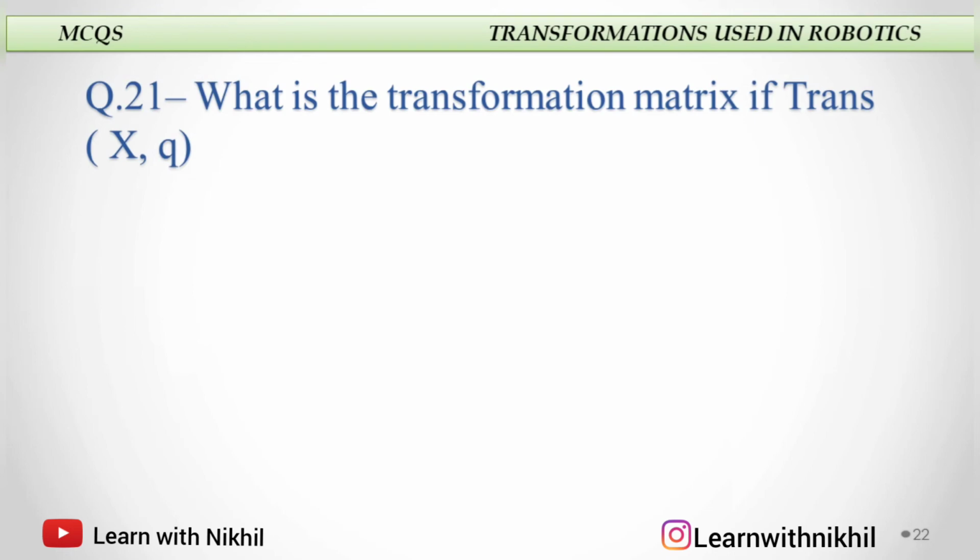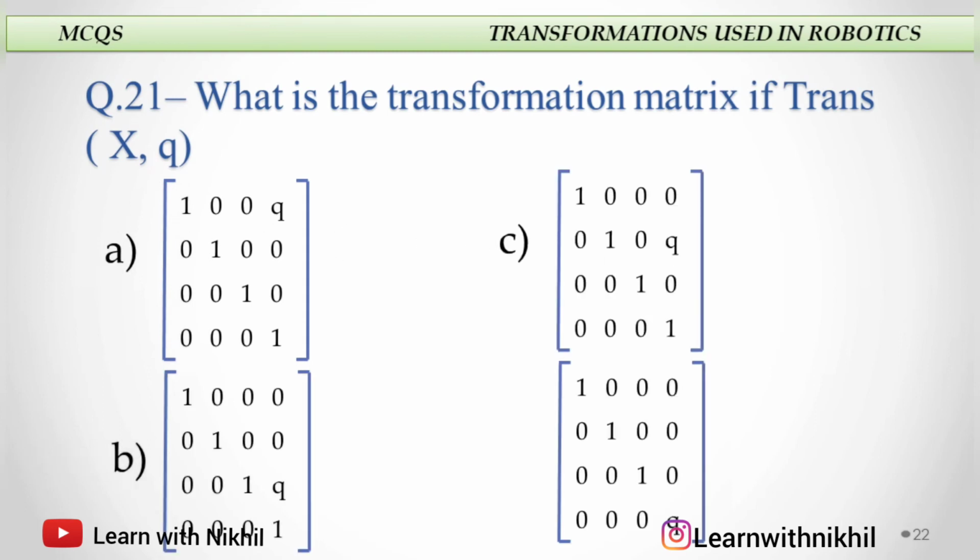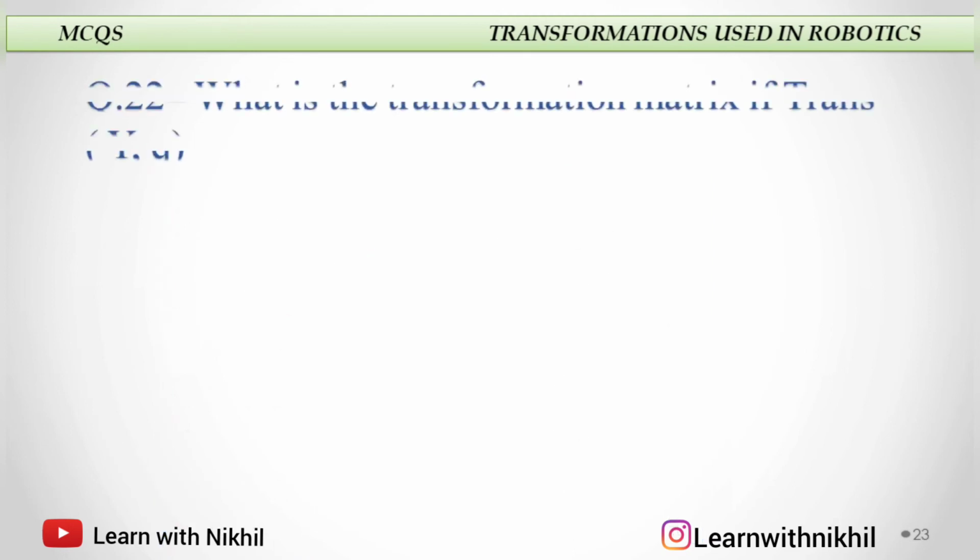What is the transformation matrix if trans x comma q? So if the translation matrix is moving in x direction for q units, then its matrix will be either this, this, this or this. And the right answer for moving in x direction q units, the transformation matrix will have q here. So this is the right answer. If it was y, then it would have been here, and for z, here. So the right answer is A.